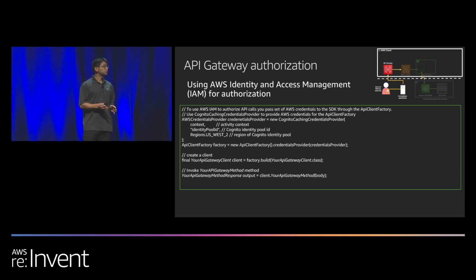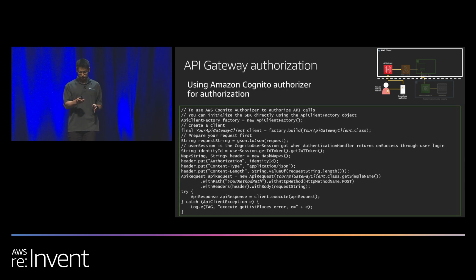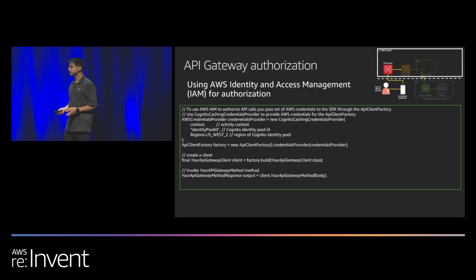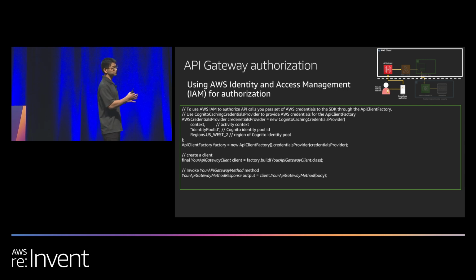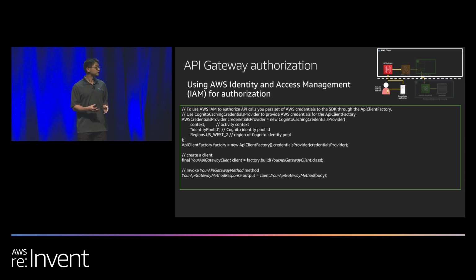So if we choose IAM for our authorization, then it's going to be a little bit simpler because we can just follow the instructions in the README file, provide the Cognito identity pool and the region. Then we can create this API Gateway client factory with this credential and then trigger our method.